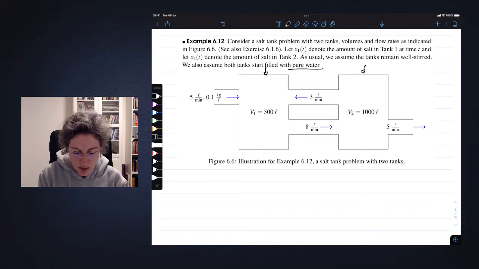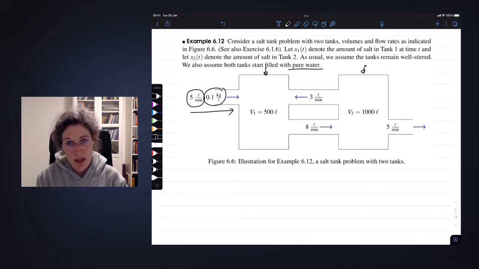What's going to happen is we're going to pump salt water into tank 1. It's going to pump at a rate of 5 liters per minute, and the water that pumps in is going to have a concentration of 0.1 kilograms of salt per liter. And at the other end, we're going to pump water out of tank 2 at the same rate that it pumped in. So we're not going to have a build-up of water in either of our tanks. The same amount goes in as goes out.